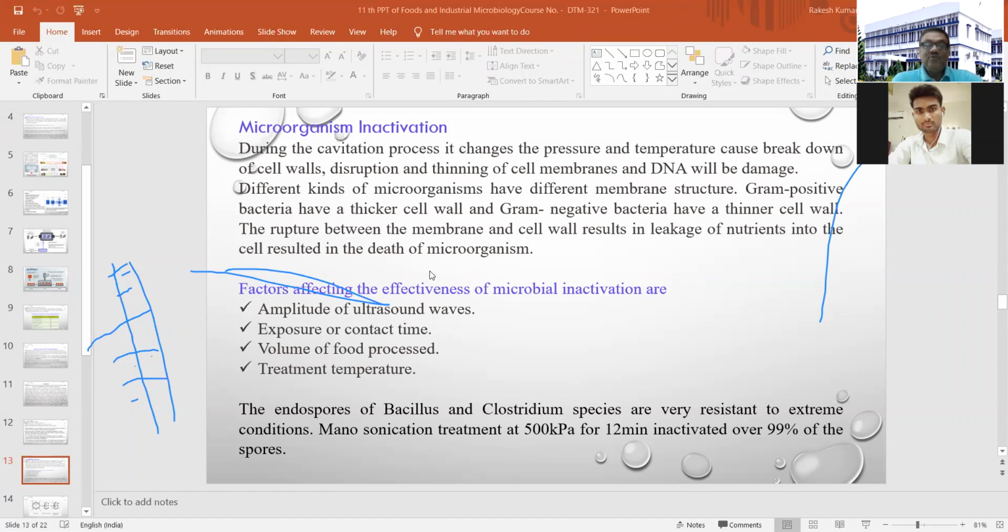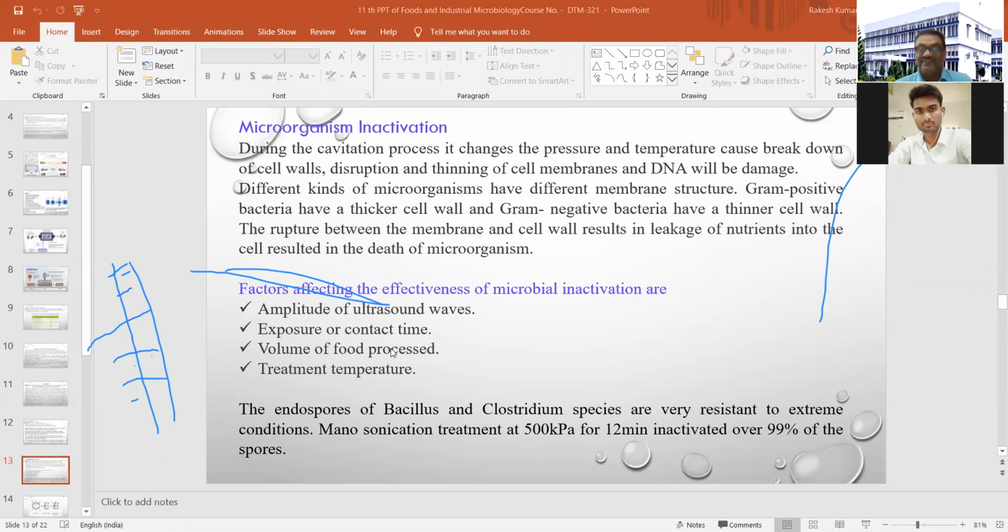Now, what are the factors affecting the microbial inactivation? Amplitude of ultrasound waves, exposure or contact time, volume of food processed, and treatment temperature. So all these are responsible for the effectiveness of this particular treatment on your food item.